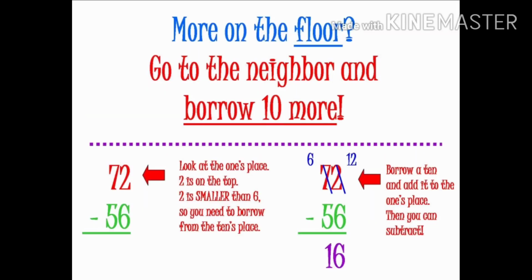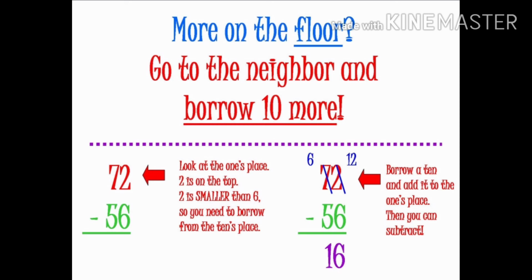Two-digit subtraction. More on the floor? Go to the neighbor and borrow 10 more. So see, there is 72 and 56. First, we have to look at the ones place and see what we have. 2 is on the top. 2 is smaller than 6.